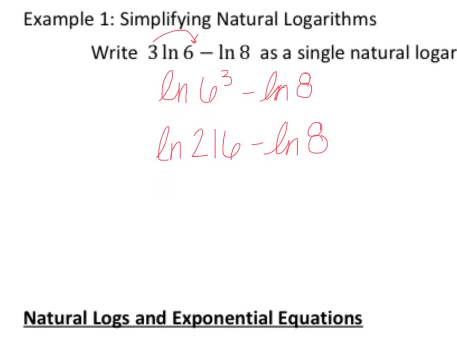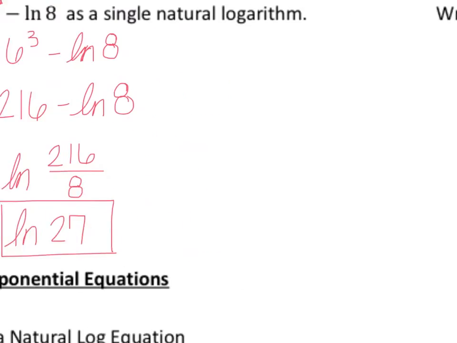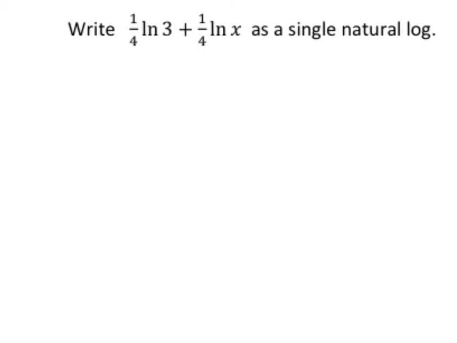Now, what do we do to combine these? They're being subtracted, so how do we write it as one log? Division, yes. So we write natural log. Which one goes on top? The first one goes on top, the 216, and then over 8. So what's 216 divided by 8? 27. So natural log of 27, ln 27. That's your answer. We okay? Remember the power property, quotient property? It's all right. Okay, let's do one more.